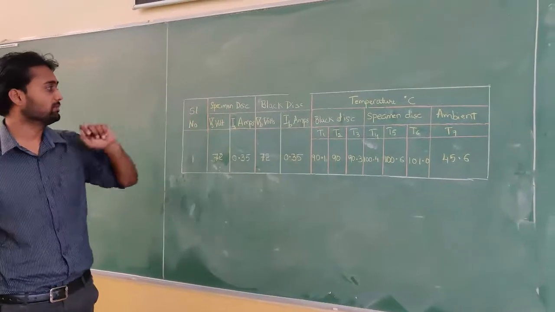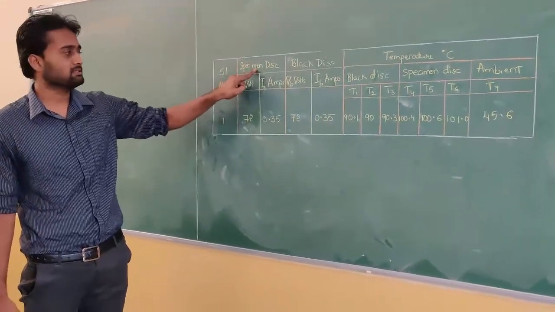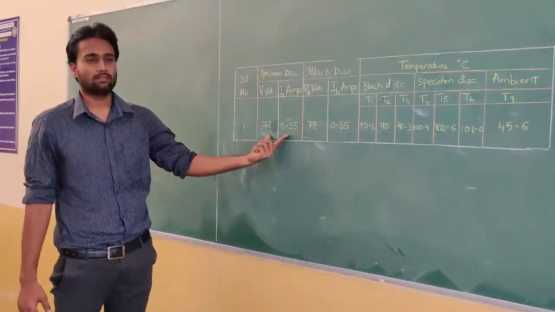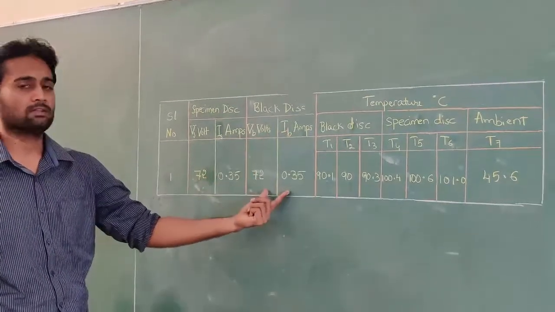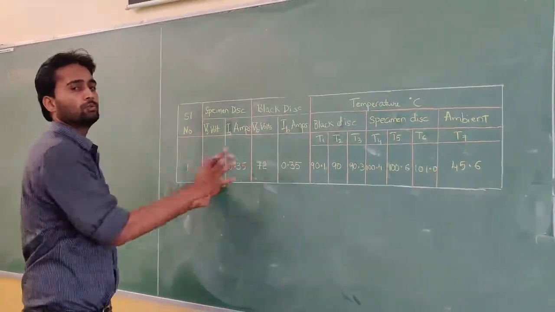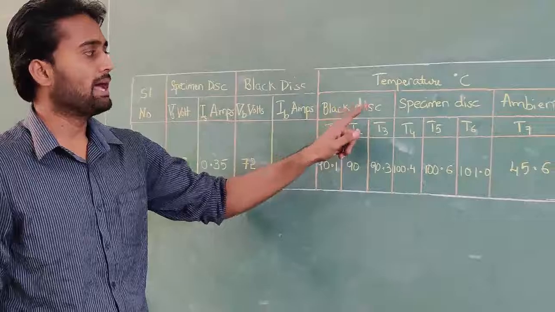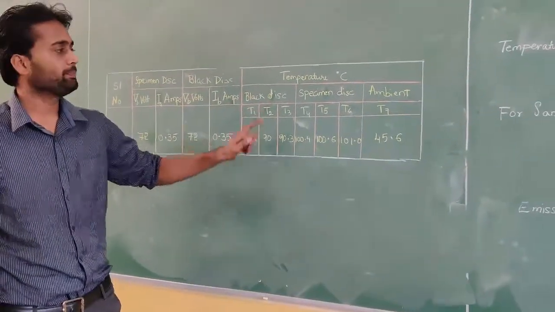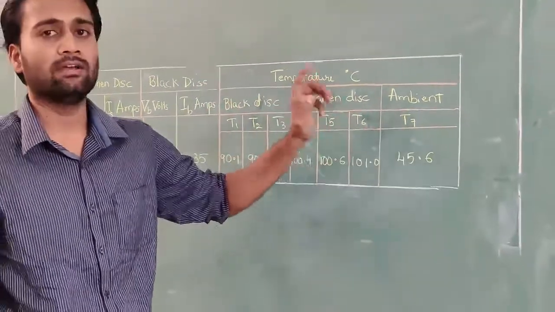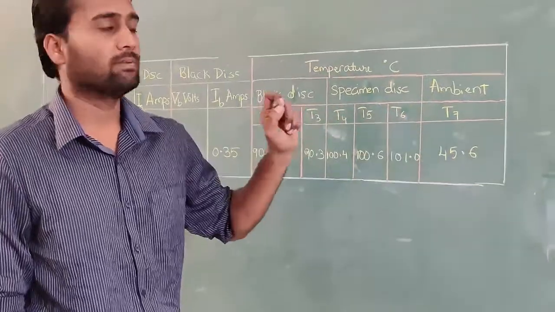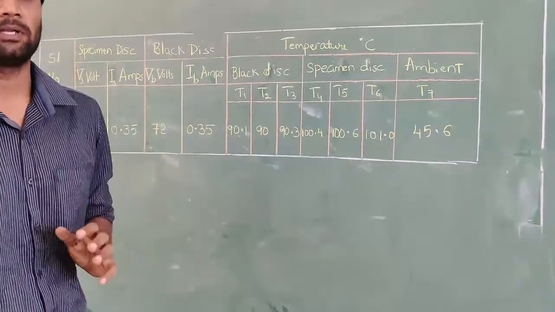I have a tabular column with me. Let us look at this. I have conducted only one trial. Here the specimen disk, which is the grey disk, voltage and current supplied to it are these two values, and this is the black disk, which is the black body. Voltage and current supplied to the black disk are these two values. Make sure these two values are the same because I need to provide the same environment for both disks. Now these temperatures are T1, T2, T3, and the specimen disk, which is the grey disk, has temperatures T4, T5, T6, and T7 is the ambient inside the chamber, whose temperature is this much. So these are the 7 temperatures to be taken from the experiment.